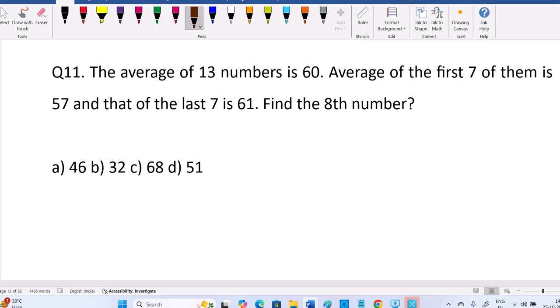The average of 30 numbers is 60. The average of the first 7 of them is 57 and the average of the last 7 is 61. Find the 8th number.